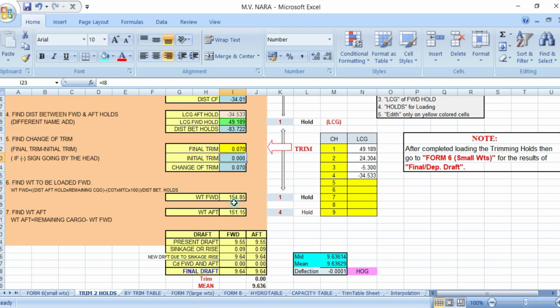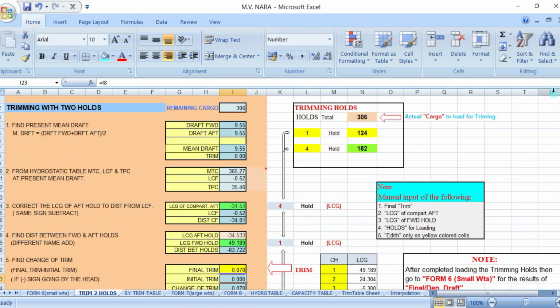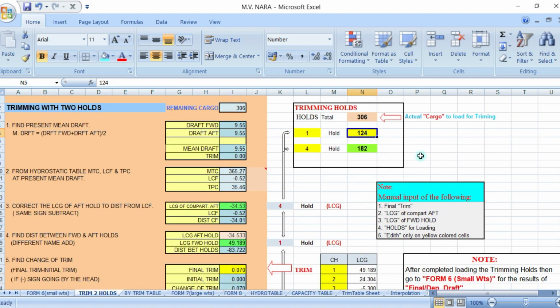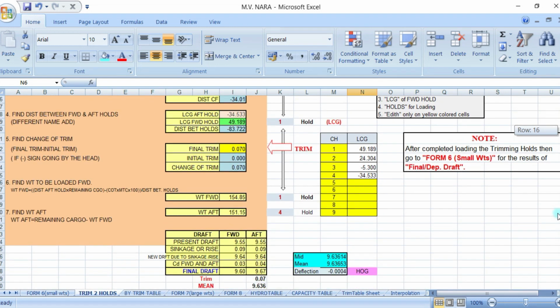So number 1 should be 155. Let's say 155. Okay, 155. Number 1 would be 151.5, and you have a trim of 0.07. Forward will be 9.60, aft 9.67.